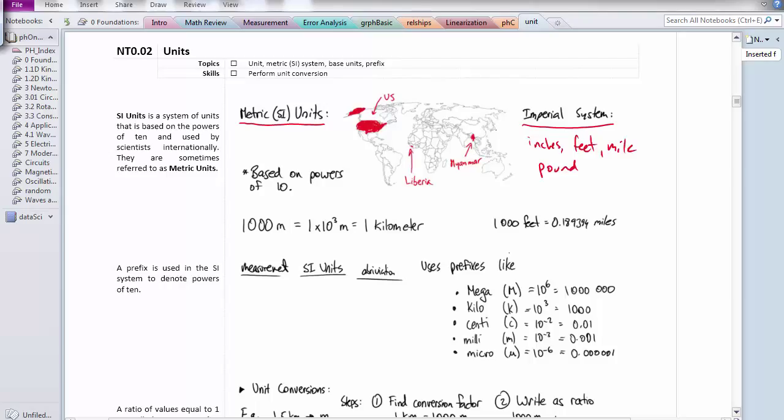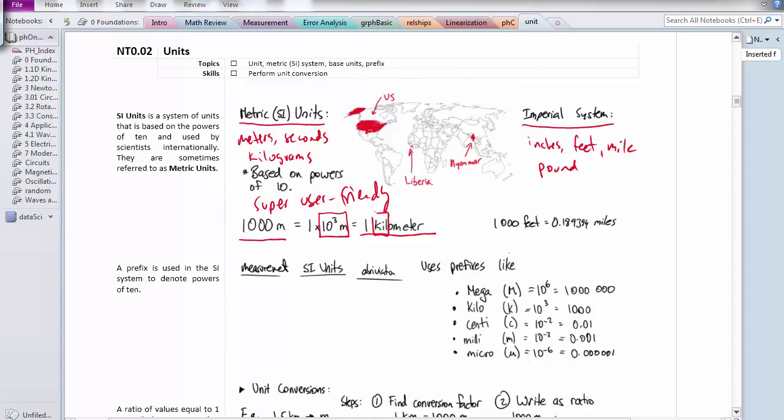But scientists, scientifically, internationally, we use metric units, or they're also called SI units, and these are meters, seconds, kilograms. I'm sure you've heard of these already. But the nice thing about these is that they're based on the powers of 10. So they're super user friendly. So for example, here we have 1,000 meters. That's the same thing as 1 kilometer. So this 10 to the 3 means 1 kilo.